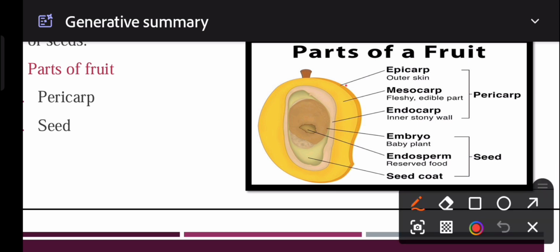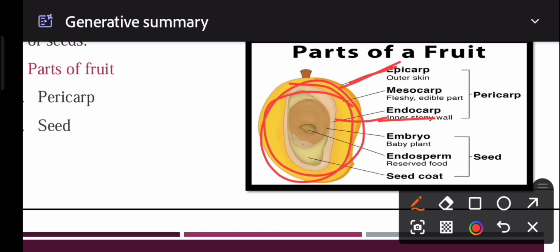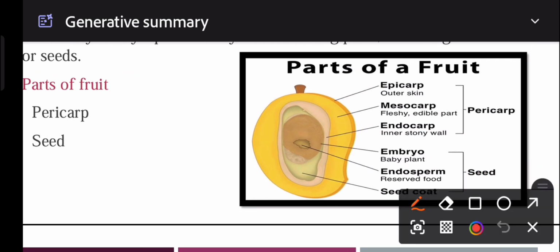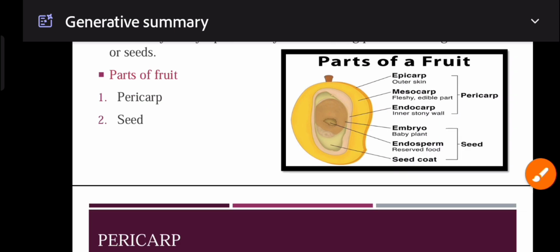The epicarp means the outer layer, the outer skin, what we are touching now in mango. The mesocarp is present in between the epicarp and endocarp. This is the endocarp, this is the epicarp. In between them we can see the mesocarp. It is very fleshy and edible, it is the part we can eat. Then the endocarp is the inner part of the fruit. This is about the pericarp, understand?